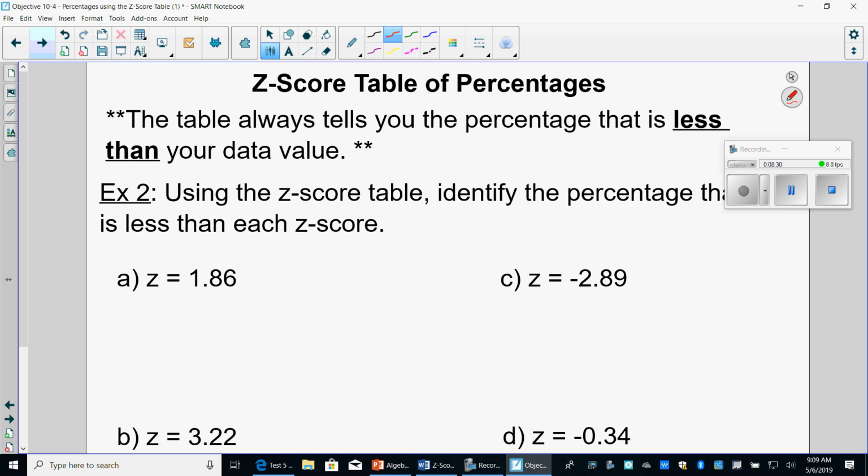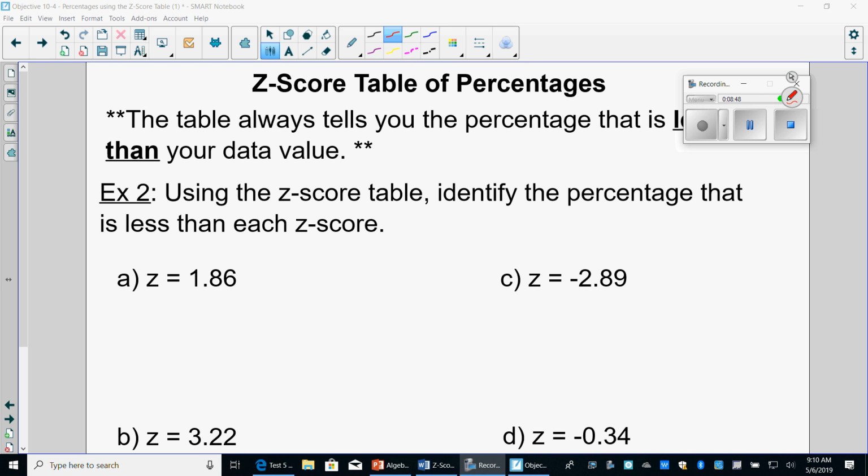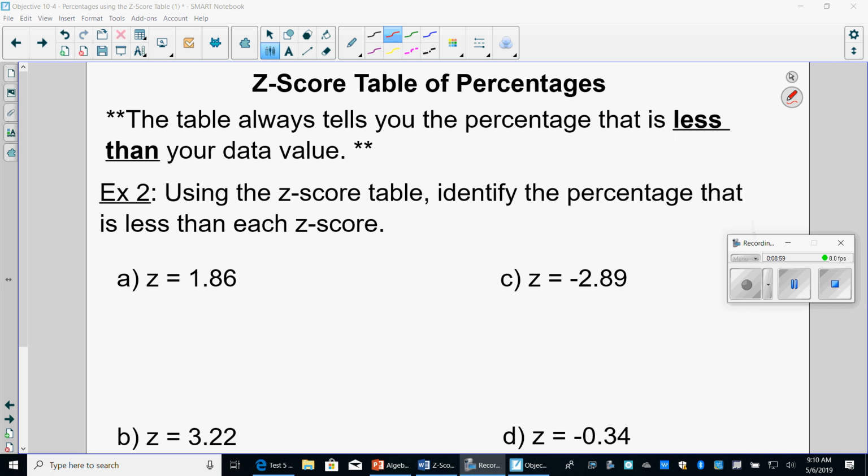So, look what it says. The table always tells you the percentage that is less than your data value. So, using our z-score table, we're going to identify the percentages that are less than each z-score. So, we're just going to practice reading the table. Okay? So, if I look at part A, do I need to give you a second to write all that down? Okay. I'm going to hit pause. Okay. So, here we go.